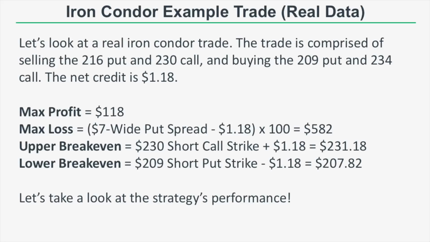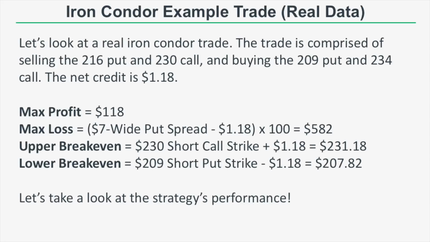And our maximum loss potential is actually going to be $582, and that's going to be if the stock price is below the put spread that we sell at expiration. Since we have a $7 wide put spread and a $4 wide call spread, the maximum loss potential lies with the put spread. So our break-even prices in this case are $231.18 and $207.82. That comes from the $230 short call strike price plus the credit received, and the $209 short put strike price minus the credit received. So clearly we have a pretty wide range of profitability.